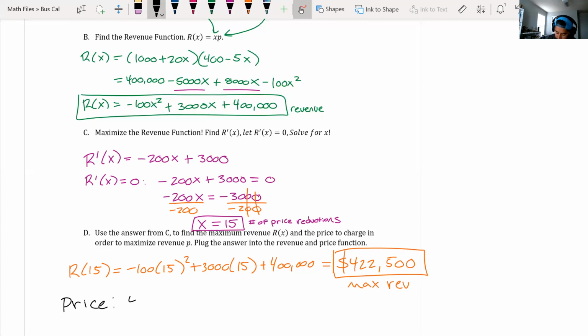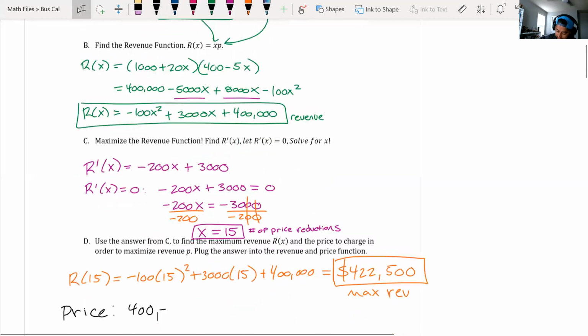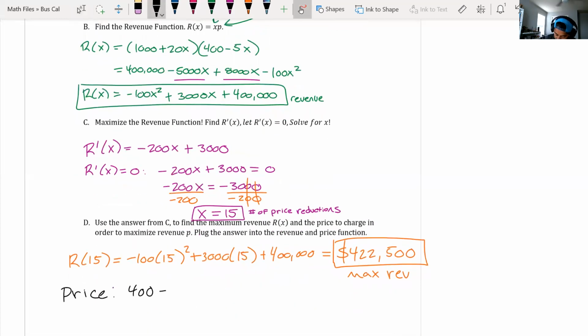So price was 400 minus 5x. So 400 minus 5 times 15, that's 400 minus 75. And we're going to sell these tickets for $325.